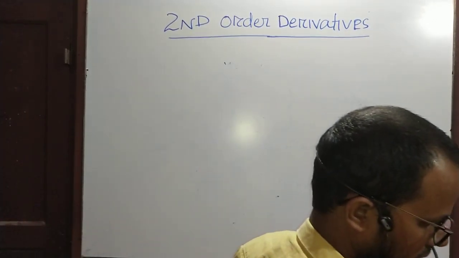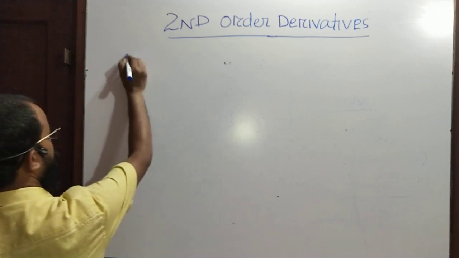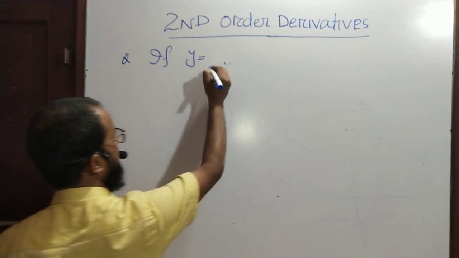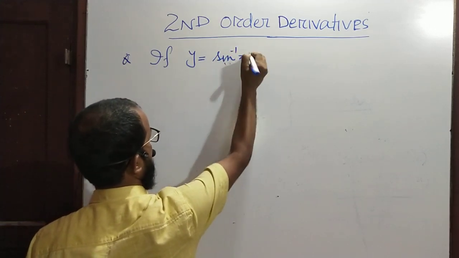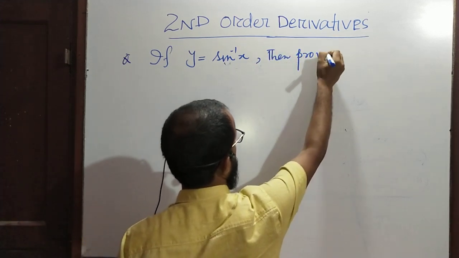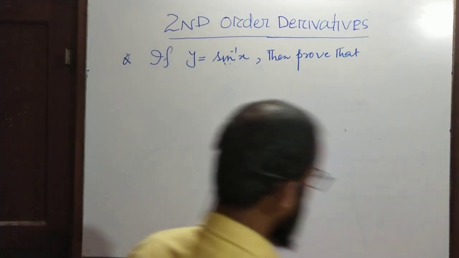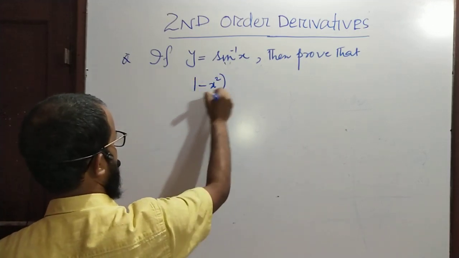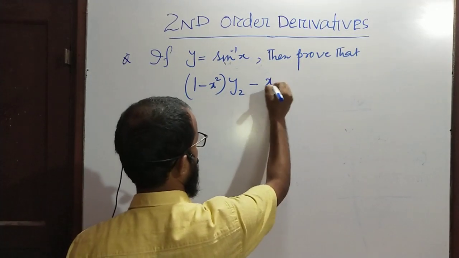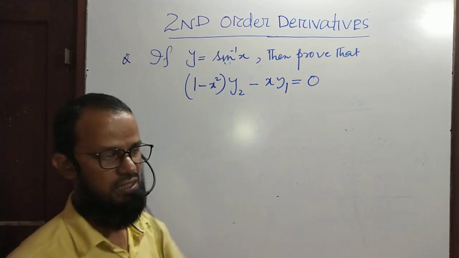First question is, if y equal to sine inverse x, then prove that, or you can say show that (1 minus x square) into y2 minus x y1 equal to 0. This is second order derivative, this is first order derivative.